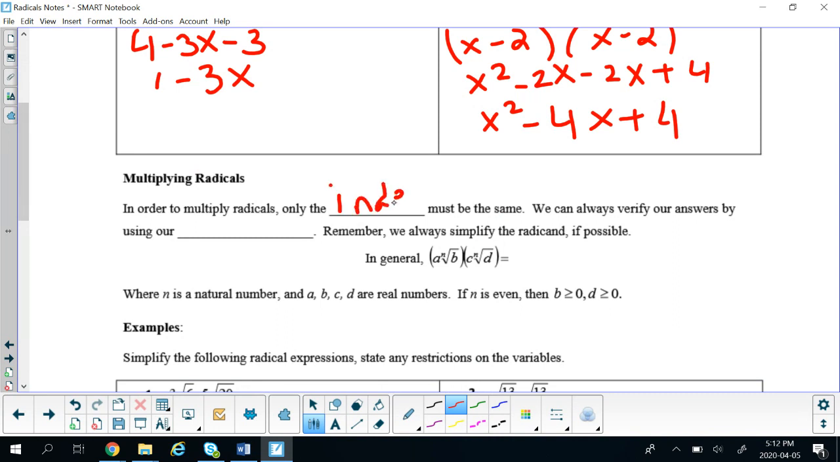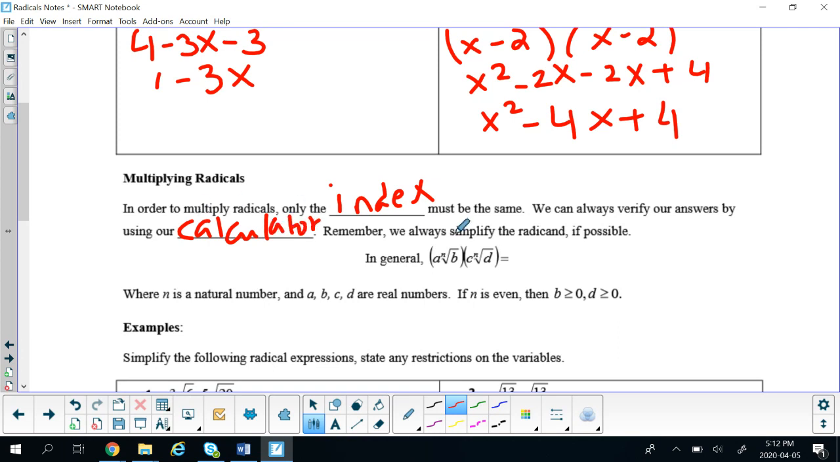It's not like adding or subtracting radicals where you always look at the index and the radicand. You can only add or subtract two radicals if their index is same and their radicand is same. But in multiplication, you only look at the index, you don't look at the radicand, okay? If the index is same, you can multiply two radicals. We can always verify our answer by using a calculator.